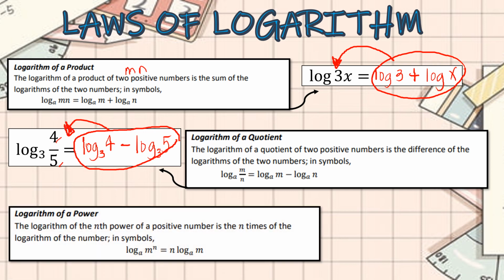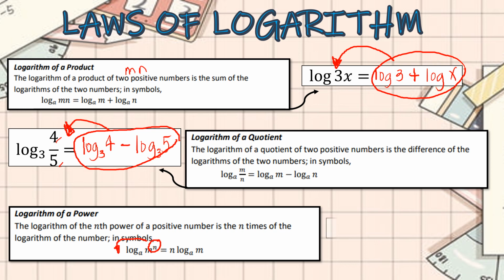Okay, next, the logarithm of a power. So, the logarithm of the nth power of a positive number is the n times the logarithm of the number. So, ganito naman, kapag meron tayong exponent, pwede natin siyang isulat as n times a logarithm of m with the base of a. Ibig sabihin, yung exponent n natin, ililipat mo lang sa unahan, then multiply mo doon sa ating logarithm.